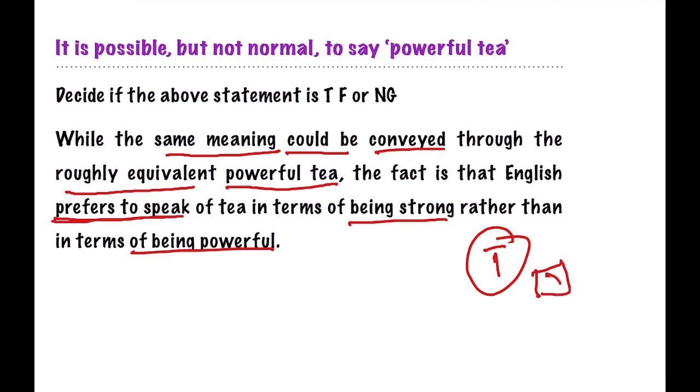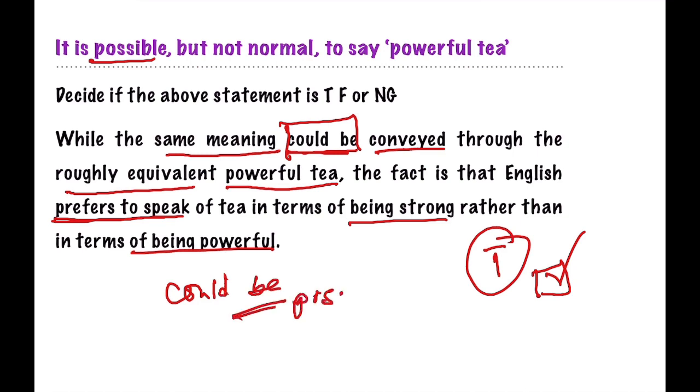So if your answer is true, then you are correct. Let me explain why it is true. It is possible, keyword, but not normal to say powerful tea. Now let's look at this analysis. While the same meaning could be, "could be" is the keyword. Could be indicates possibility. That is a maybe. That is perhaps. This is to show possibility.